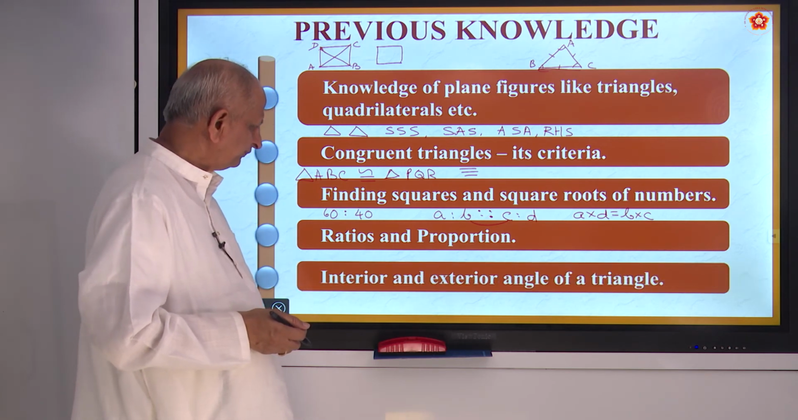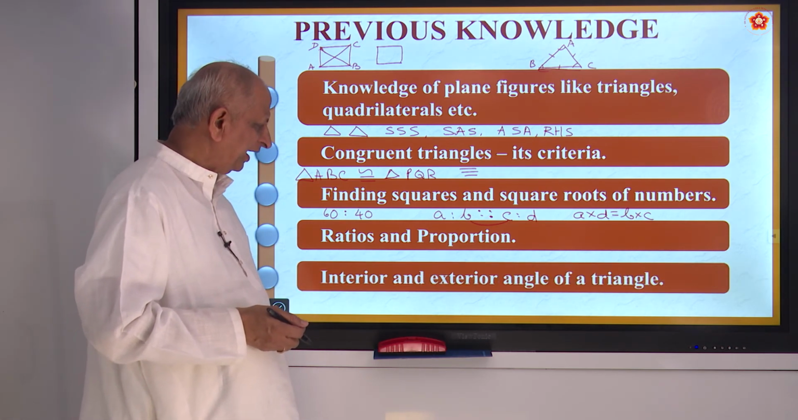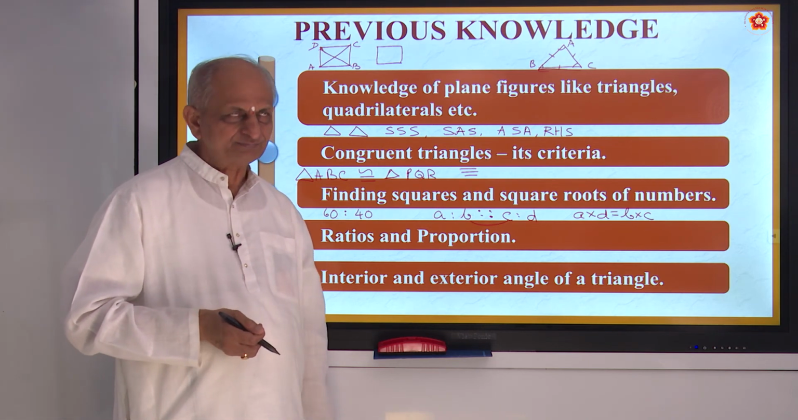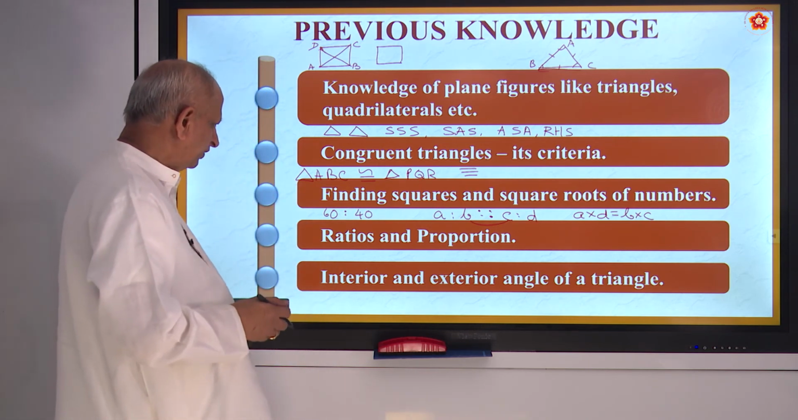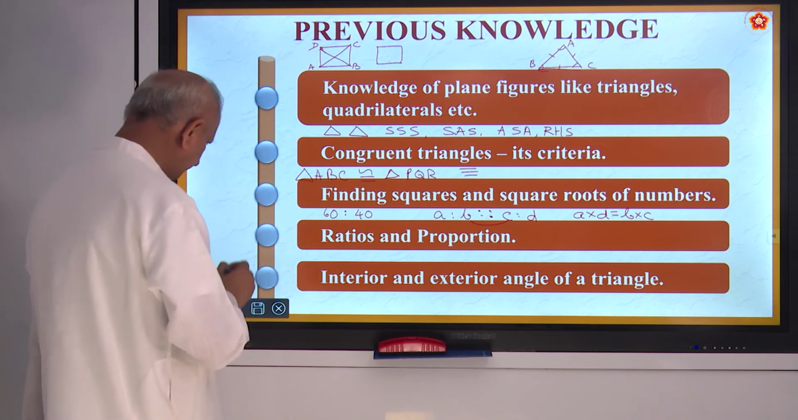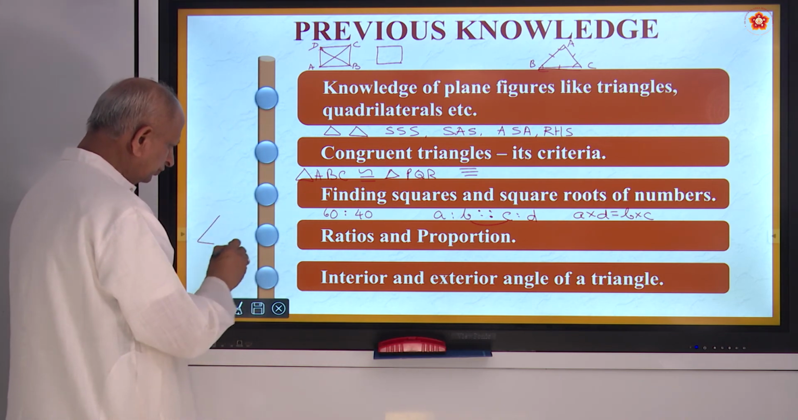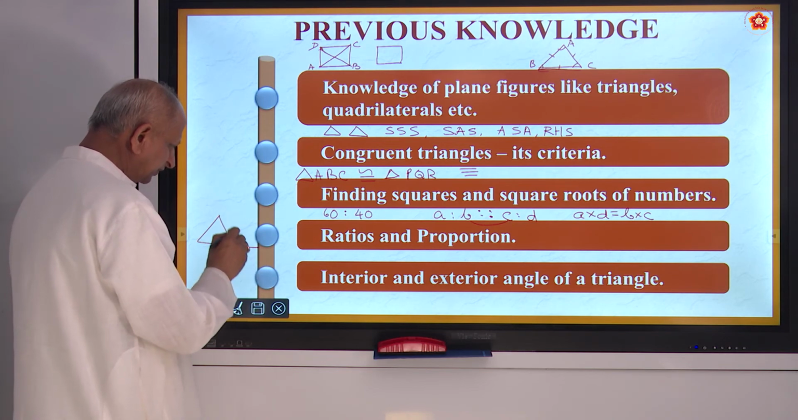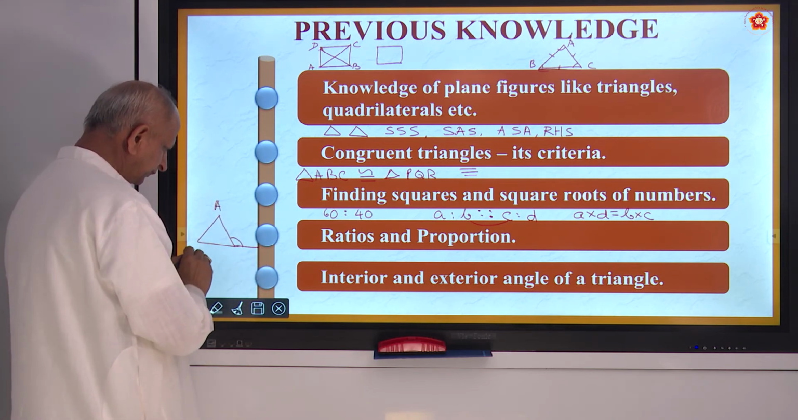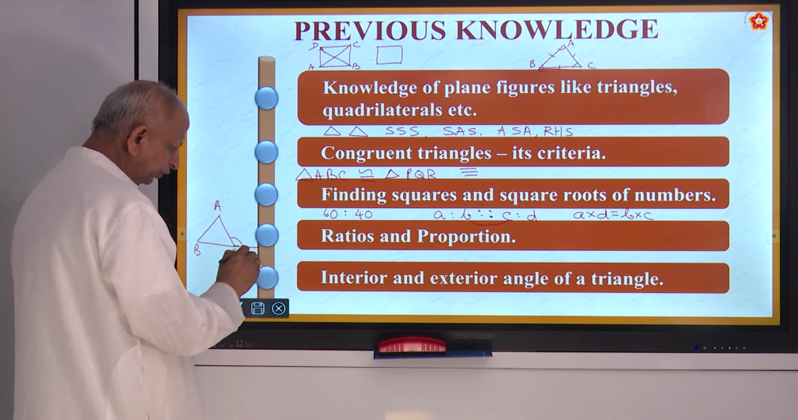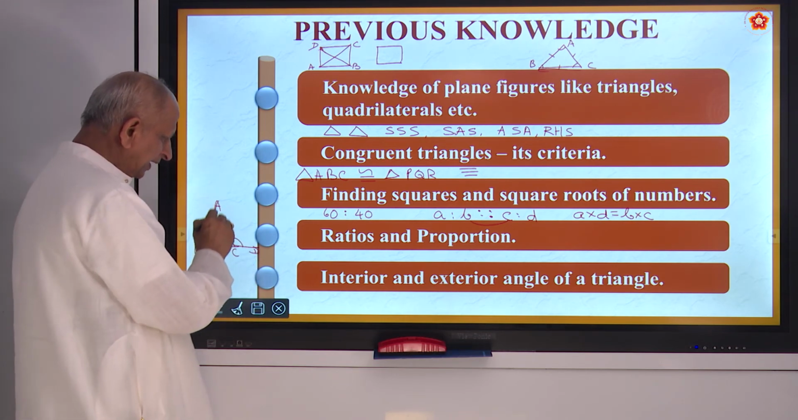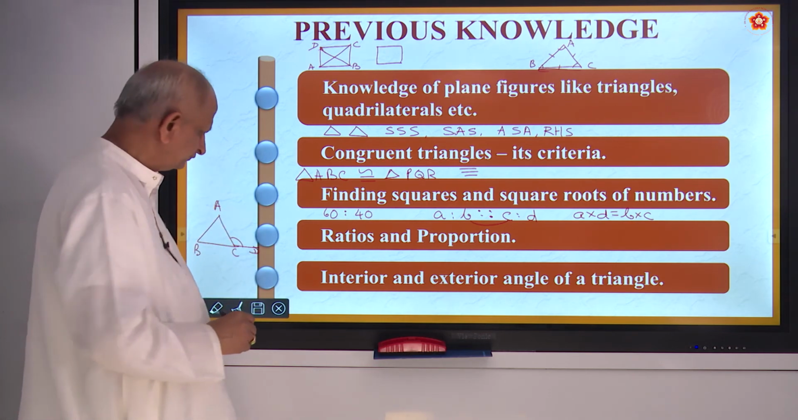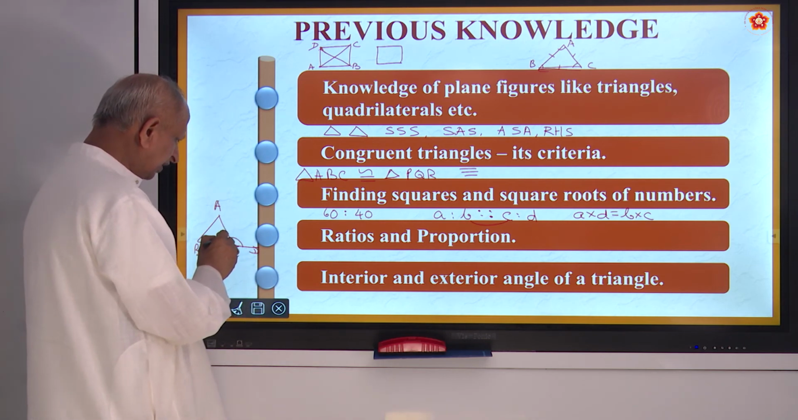And lastly, you know about the interior angle and exterior angle of a triangle. So suppose you have a triangle ABC. If you produce one of the sides, this is called exterior angle. If you have a triangle ABC, if it is produced to D, angle ACD is called the exterior angle. ACB is called the interior angle.